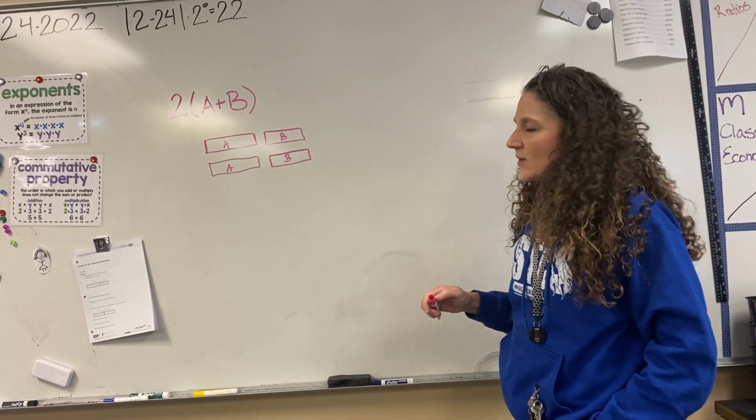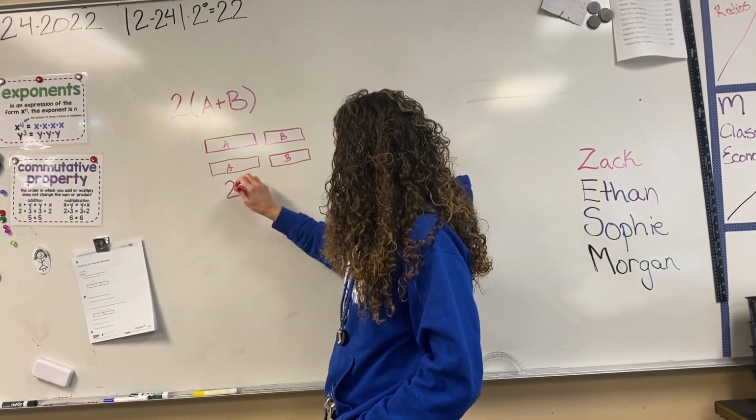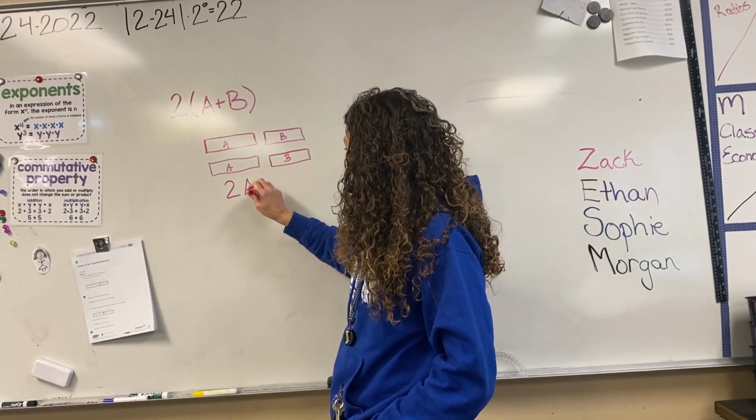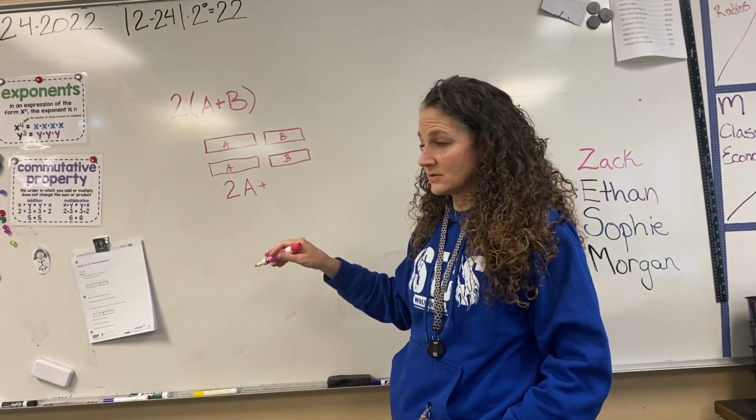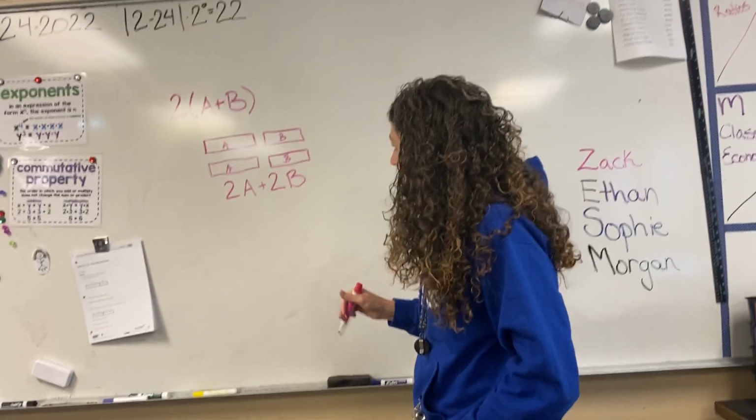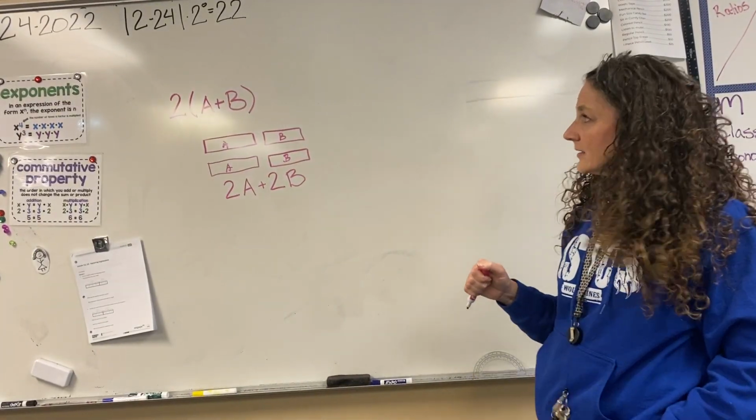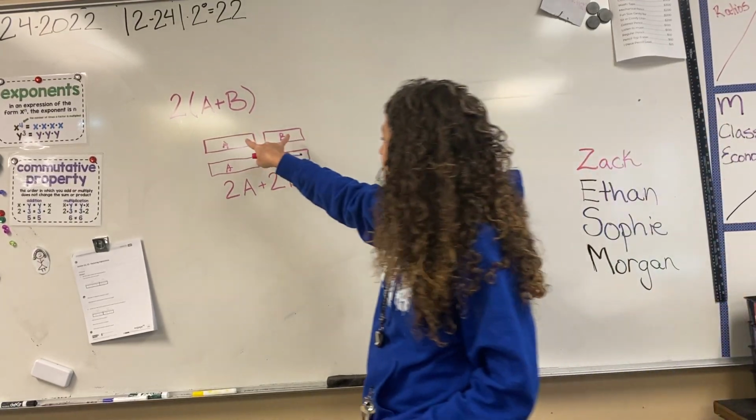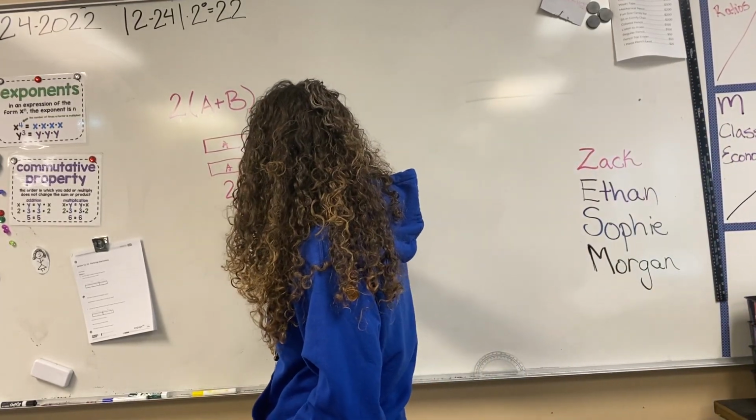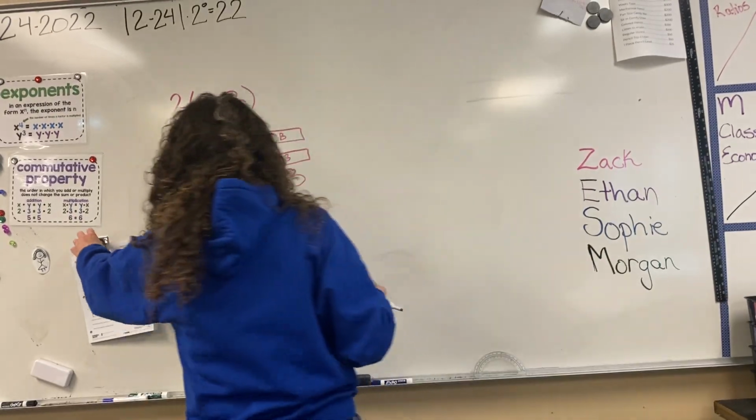Well, how many A's do I have? 2. So could I say that I have 2 A's? Yeah. And how many B's do I have? 2B. Plus 2B. So it's a different way of saying the same thing. Do you guys see that? So this is the sum of A plus B twice, but I could write it as 2 A's and 2 B's.